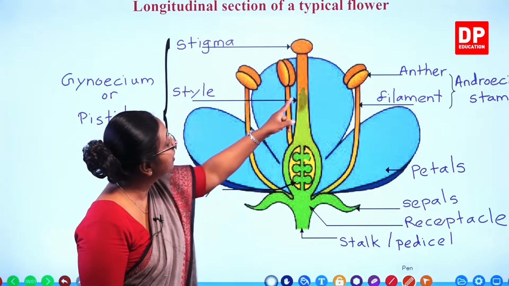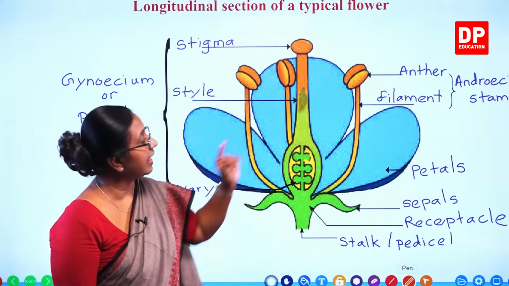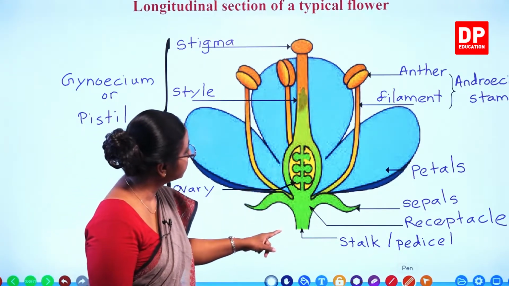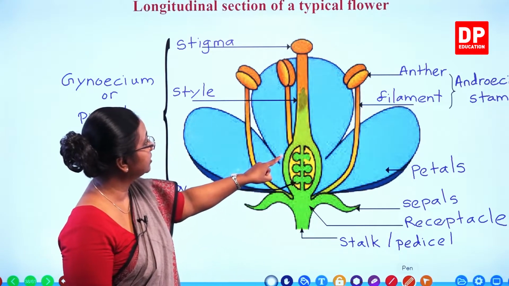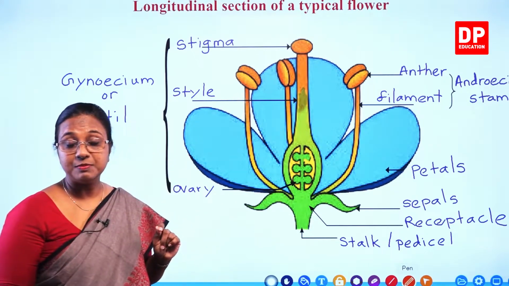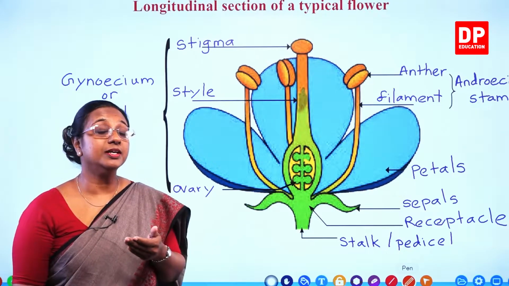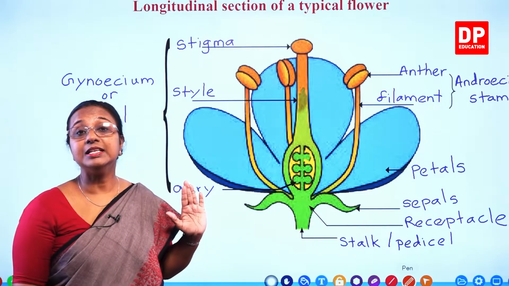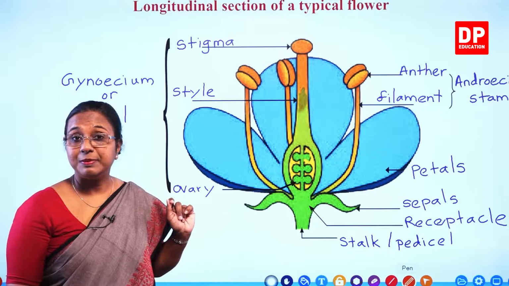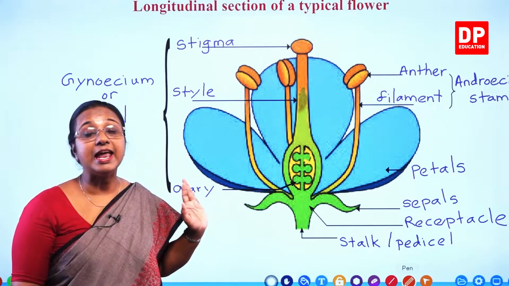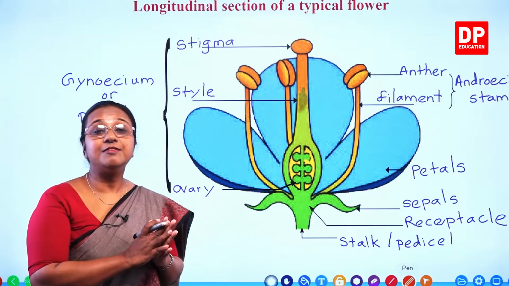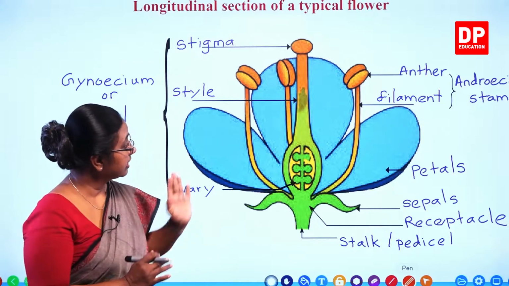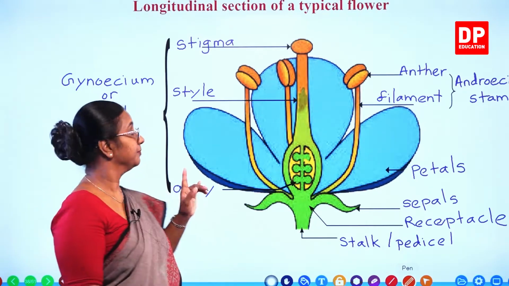And then we have the male reproductive structure, the filament and the anther. Together we call it stamen or androecium. And on this side we have the ovaries with ovules and everything. Then the style and the stigma together is the gynoecium or the pistil, the female reproductive structure. So when you are given the longitudinal section of a typical flower, you should be able to identify and label all the parts. And we have looked at the flower also, so you have a very good understanding about this. So with this, students, I am going to move on to the next slide.